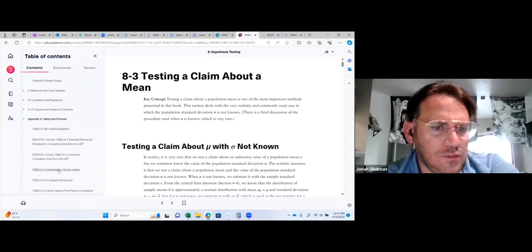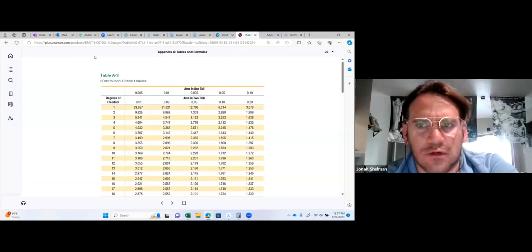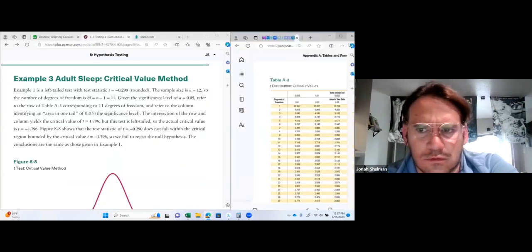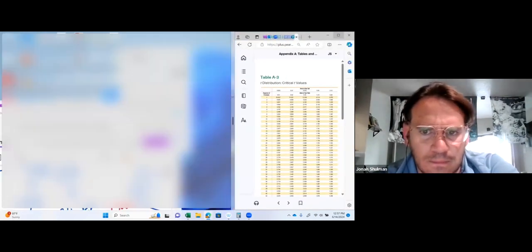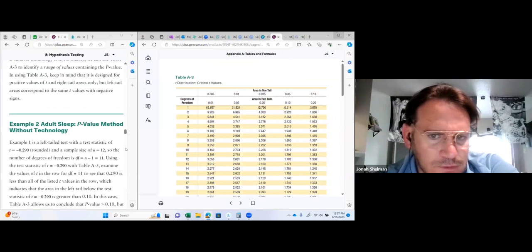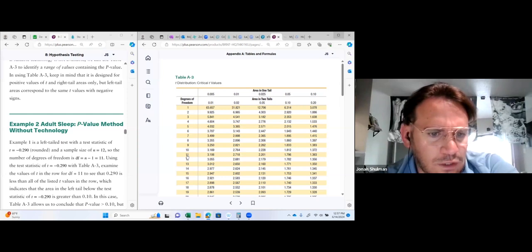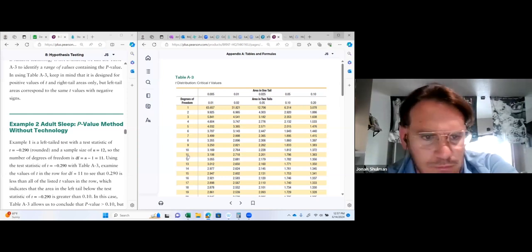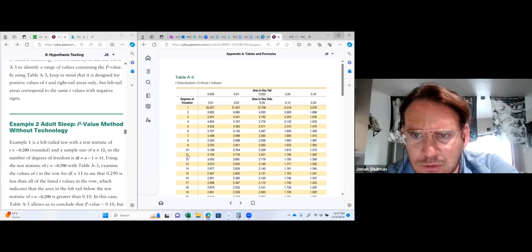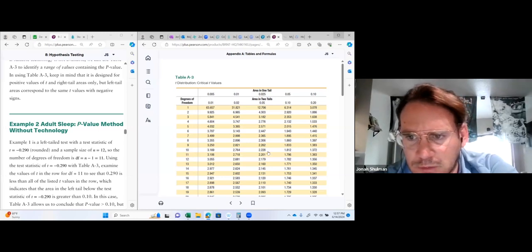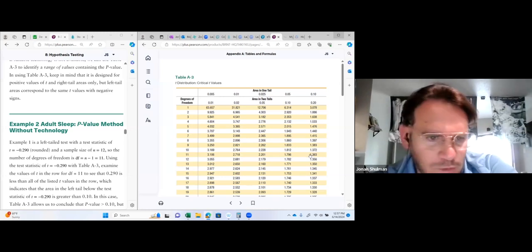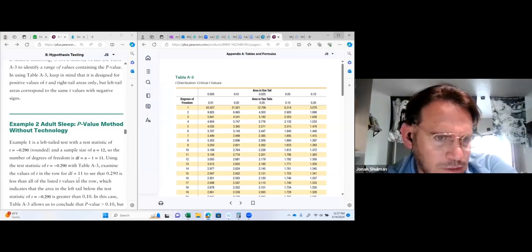We're talking critical t values. Here it is. They're telling us degrees of freedom is 11, and we want this for 0.10. It's a left tail, so it's a one tail test with 0.10. Should be the last one. So I got 1.363.